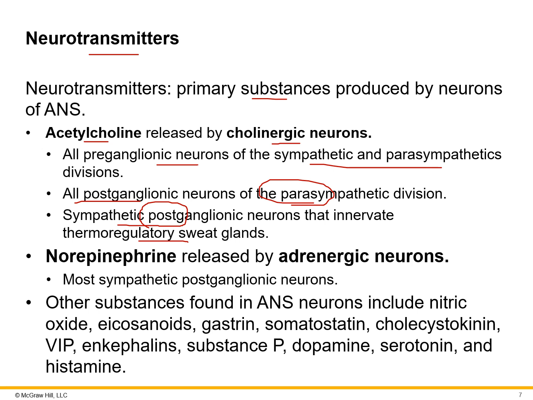Now, norepinephrine is released by adrenergic neurons. So cholinergic release acetylcholine, so that choline kind of goes together. Adrenergic and norepinephrine not quite as easy to click together. But again, just remember adrenergic neurons release norepinephrine, and that's most of the sympathetic postganglionic neurons. And then other substances in those ANS neurons include nitric oxide, gastrin. We can also get substance P, dopamine, serotonin. So there are some other ones, but most of them are releasing that norepinephrine.